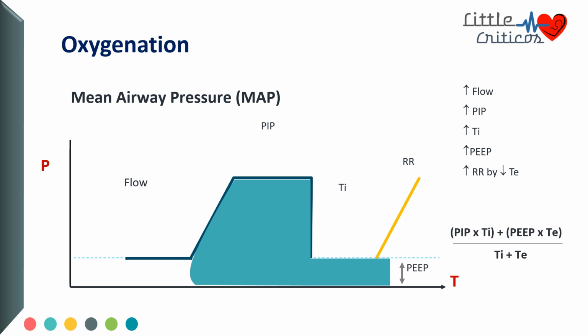MAP is calculated by a simple formula of peak inspiratory pressure into inspiratory time plus positive end expiratory pressure into expiratory time divided by the total breath cycle time.